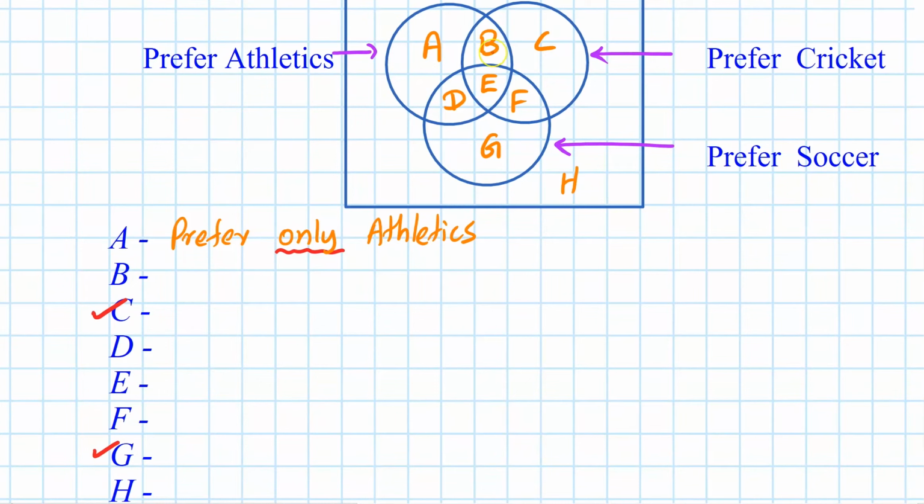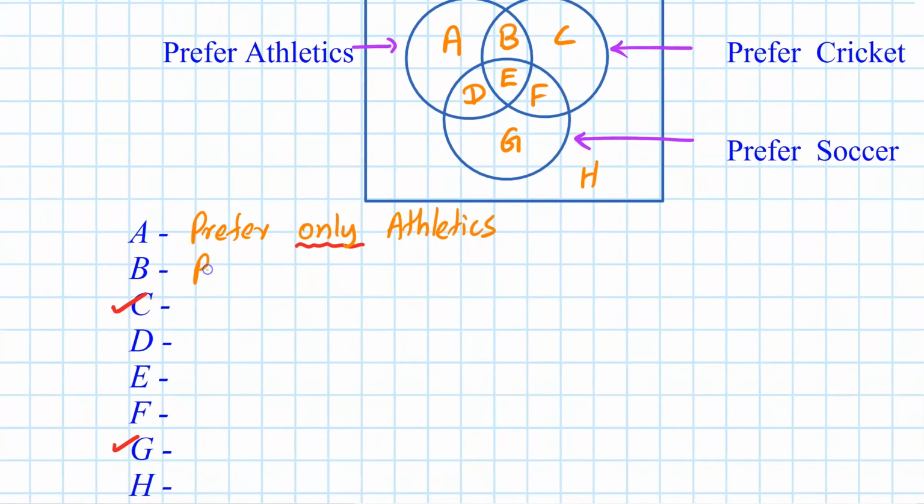The next area that we are going to look at is the B. Well, for the B it says it's inside athletics as well as cricket, but not soccer. Hence, prefer, write down that in a different color.